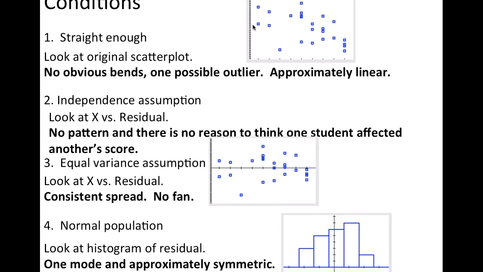All three graphs were shown, so that is your justification for the conditions. So there's the first two parts of the test, your null and alternate and your conditions. The next video shows the calculations on the calculator and the conclusion that you should come up with for your test.